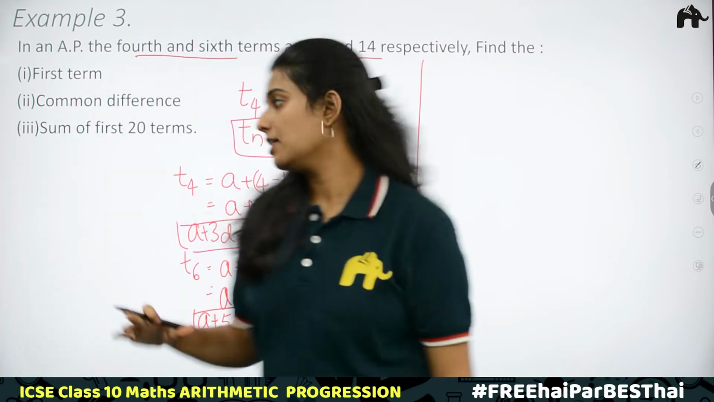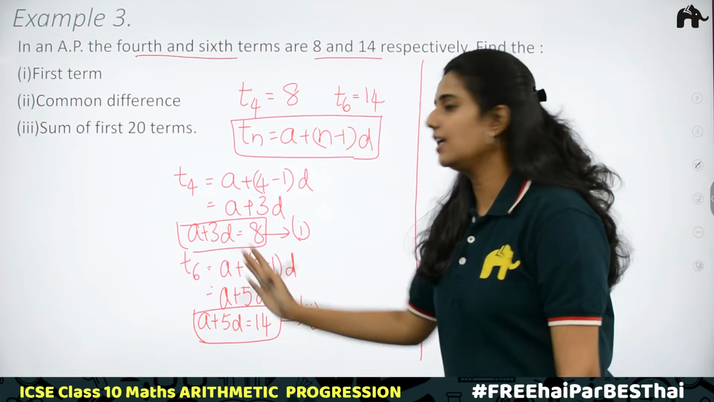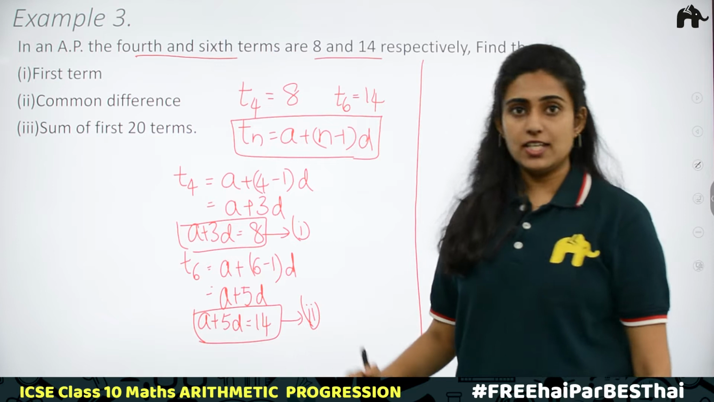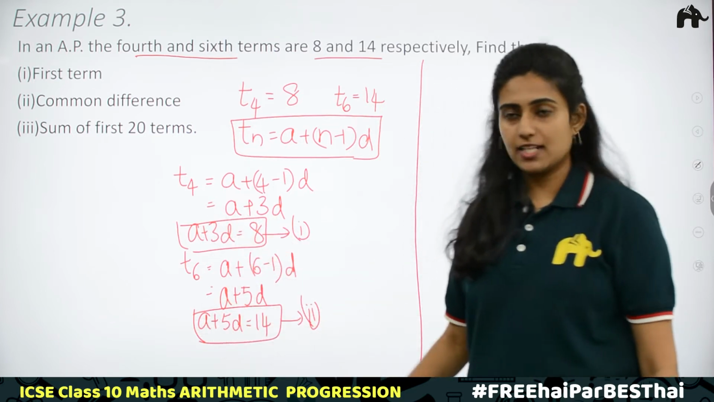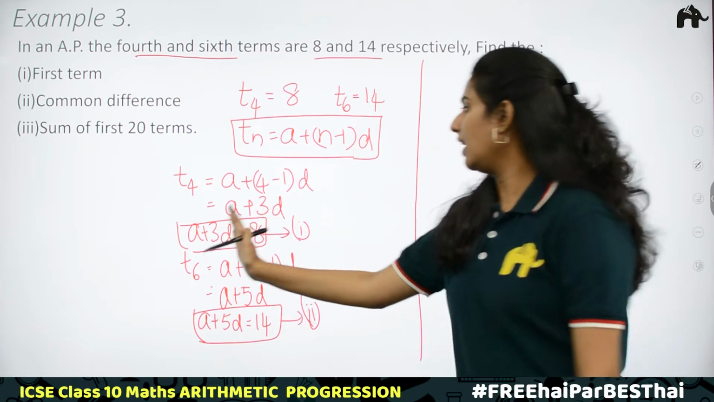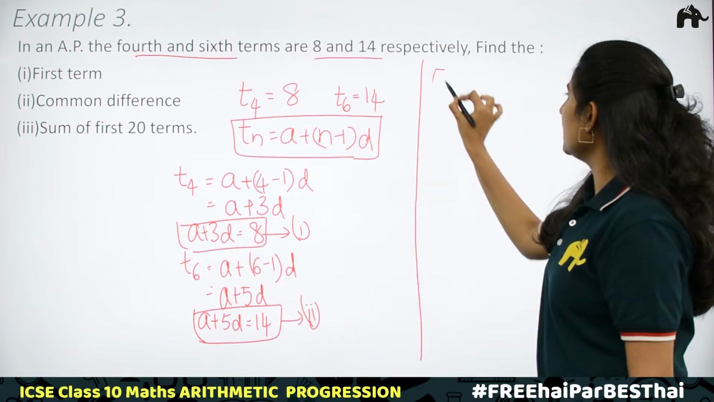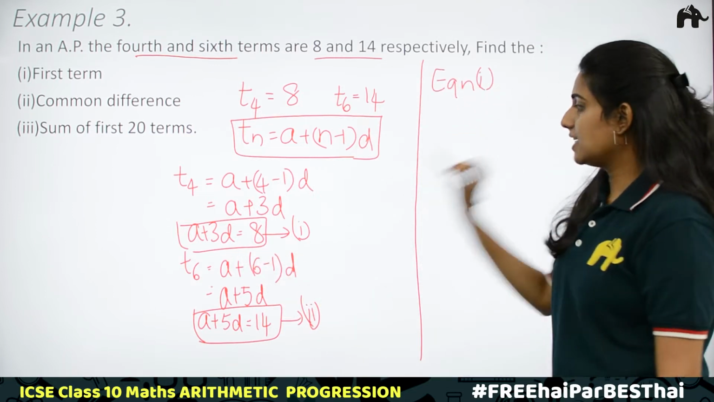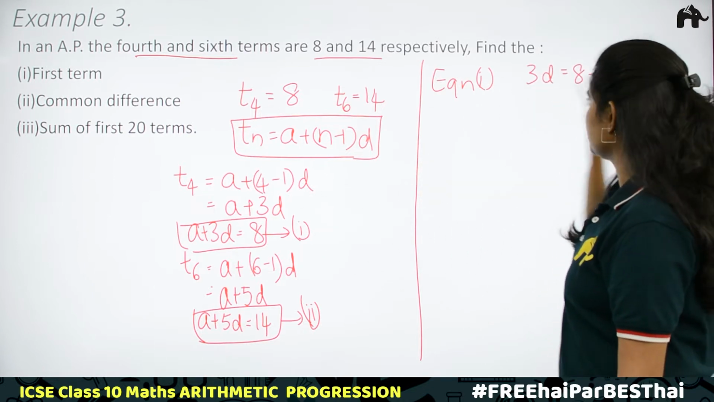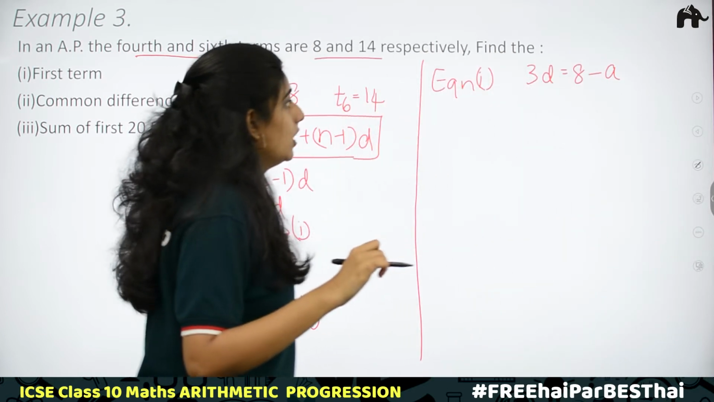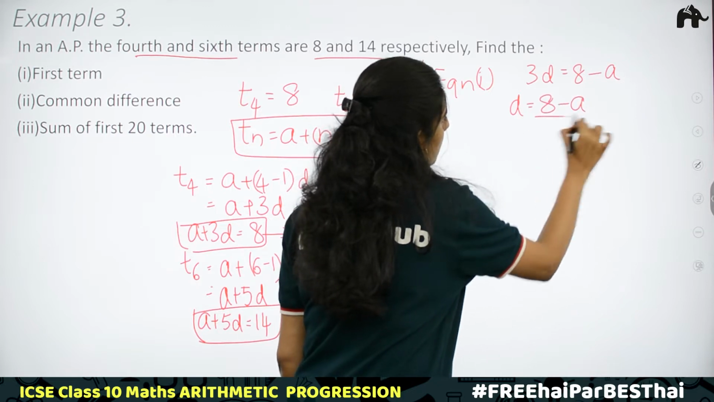On comparing the first and second equations, these are linear equations in two variables. Here A and D are the variables. On comparing this, we can find the value of A and D. But if I subtract equation 2 from equation 1, then A will get removed. We need to find the first term, right? So for that purpose, from equation 1, we get 3D is equal to 8 minus A, or D is equal to 8 minus A by 3.